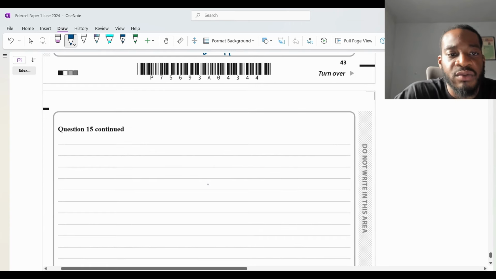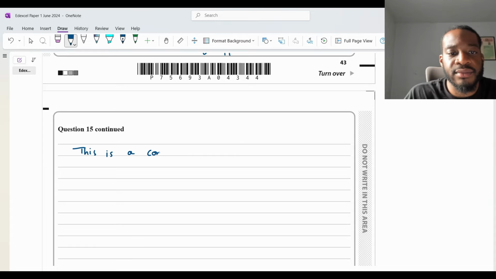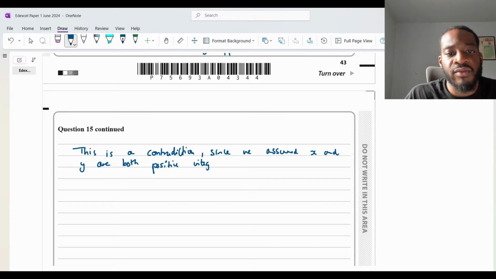So what we're going to say now is, to finish off, this here, what we've just seen is a contradiction, right? Always state the contradiction, since we assumed x and y are both positive integers. Yeah. And now you just write the statement.